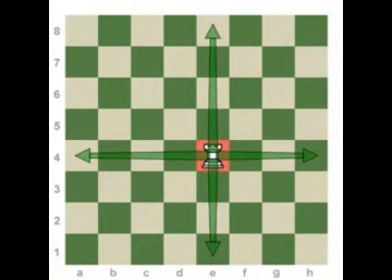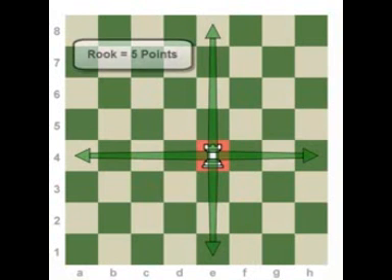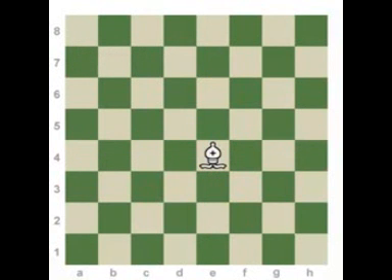As long as it is not obstructed by its own army or the enemy army, the rook can move as far as he wants in any one direction on the straight lines of the chessboard, and he is worth 5 points. The bishop is in many respects the polar opposite of the rook.